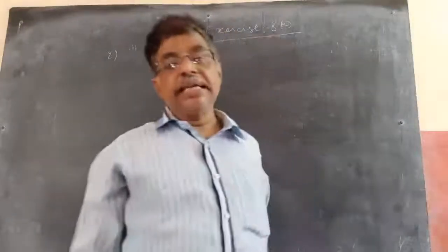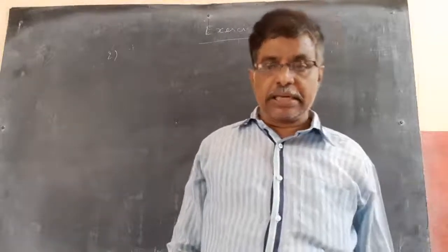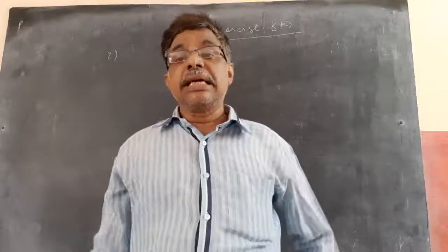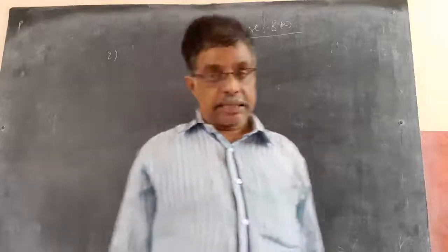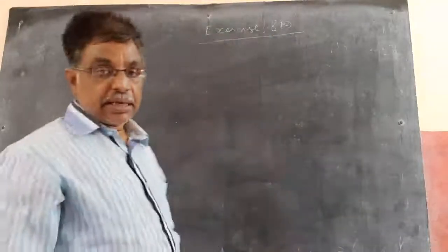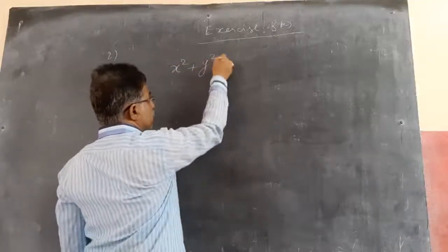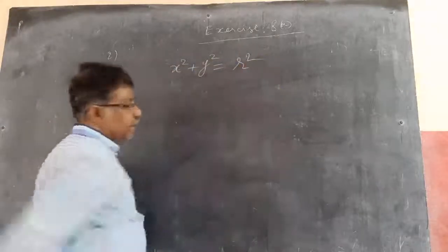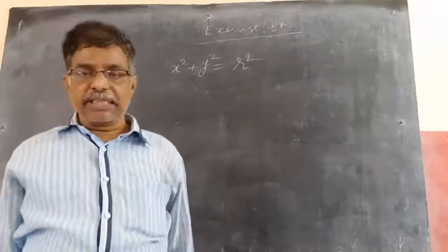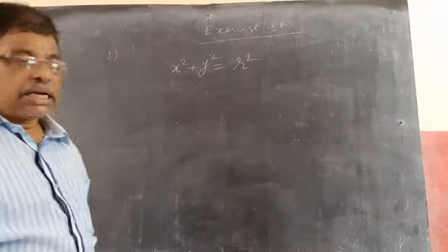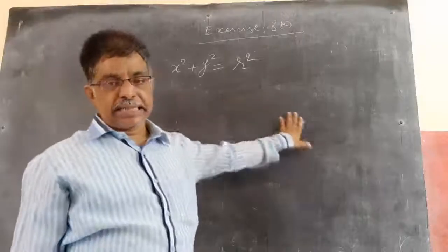Find the order of the differential equation of the family of all circles with their centers at origin. He is asking, find the order of the differential equation of all the circles whose center is at origin. What is the equation of a circle whose center is at origin? x square plus y square equal to r square is the equation of a circle whose center is at origin.